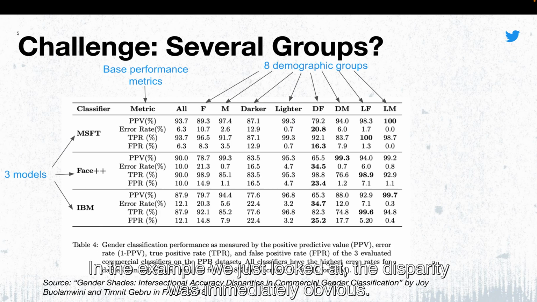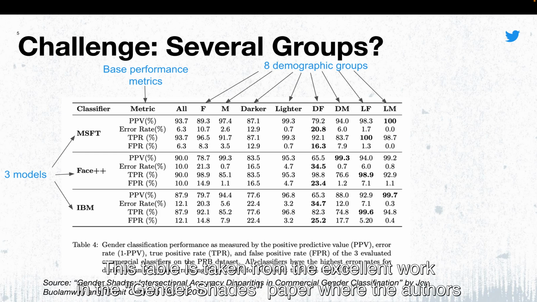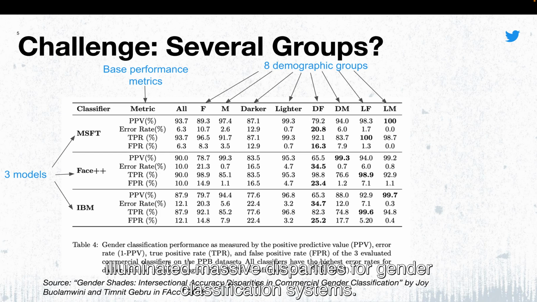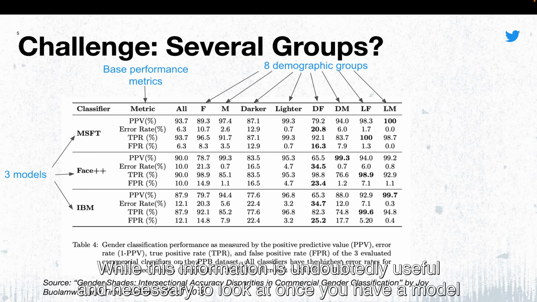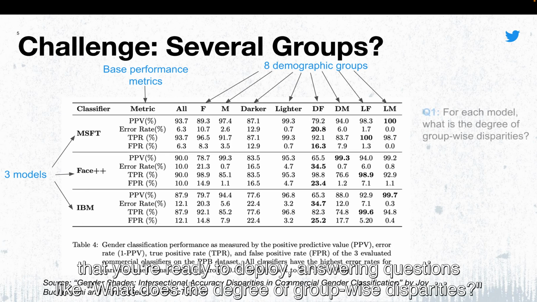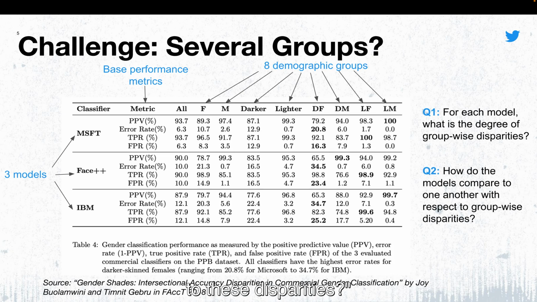In the example we just looked at, the disparity was immediately obvious. However, what happens when we consider several groups at one time, which is typical for any real-world setting? This table is taken from the excellent work in the Gender Shades paper, where the authors illuminated massive disparities for gender classification systems. They consider many models, base performance metrics, and demographic groups. While this information is undoubtedly useful and necessary to look at once you have a model that you're ready to deploy, answering questions like what is the degree of group-wise disparities based on information in this table, or how do models compare to one another with respect to these disparities, quickly is very difficult.